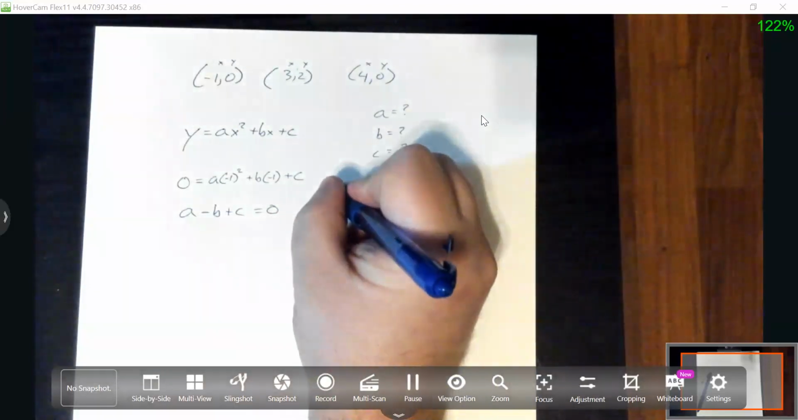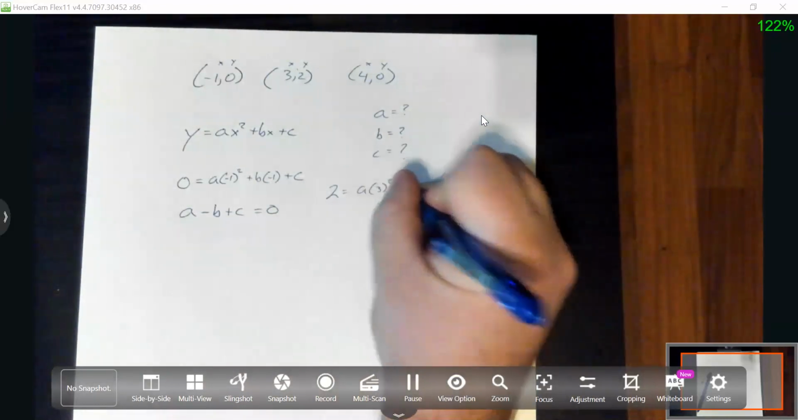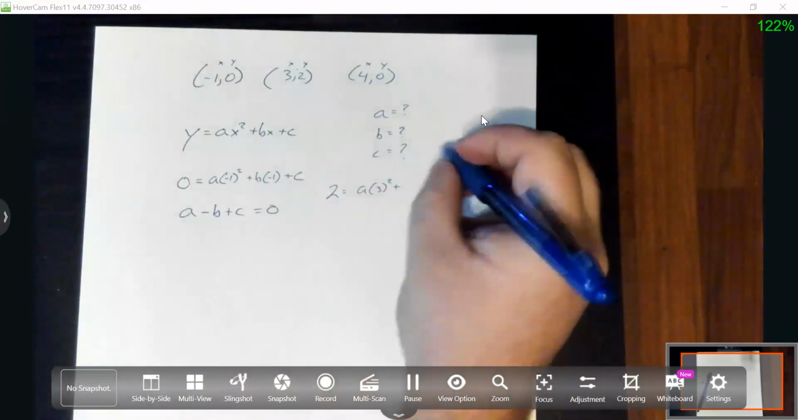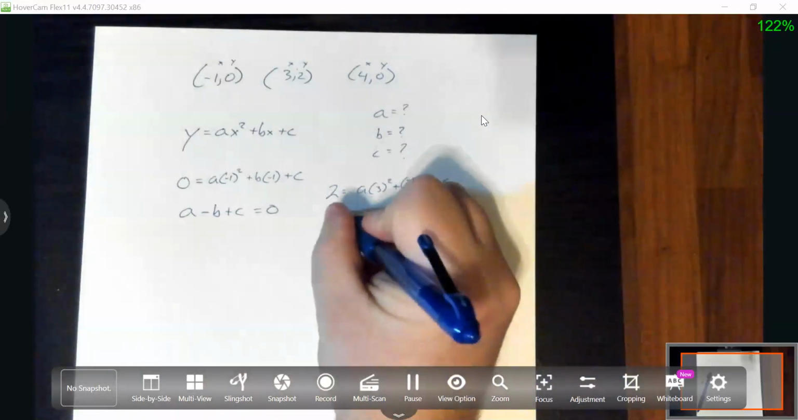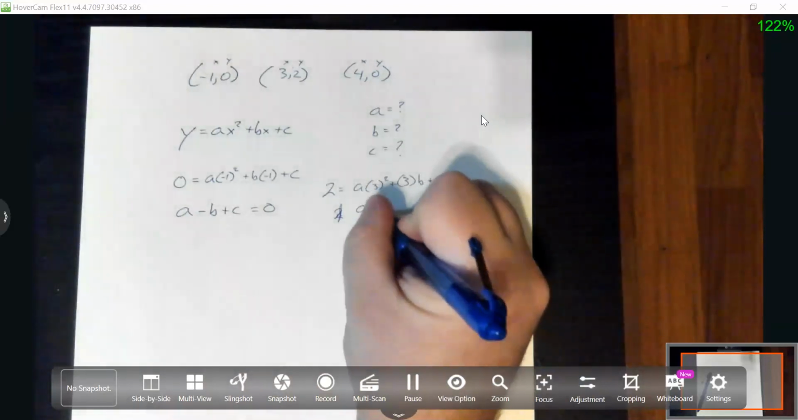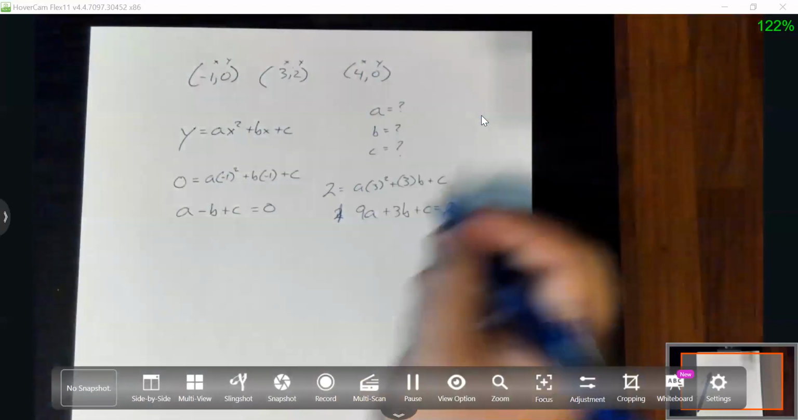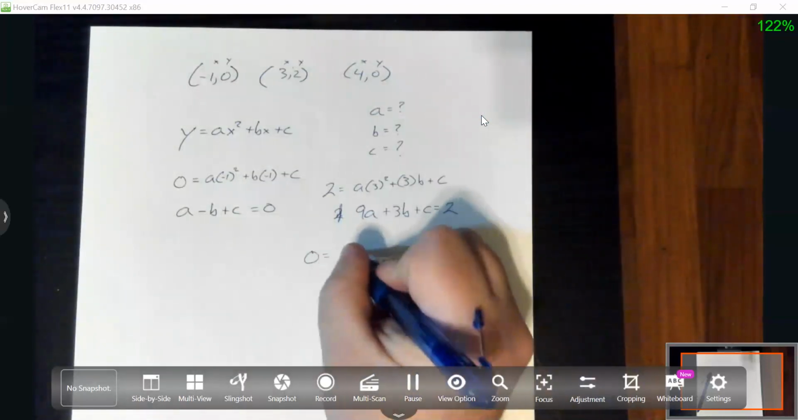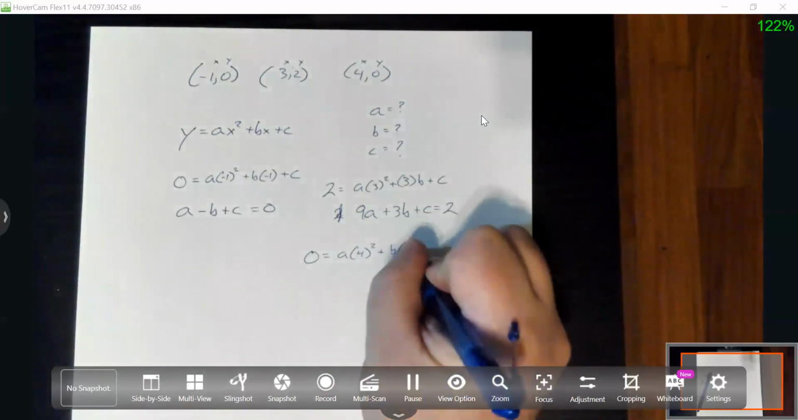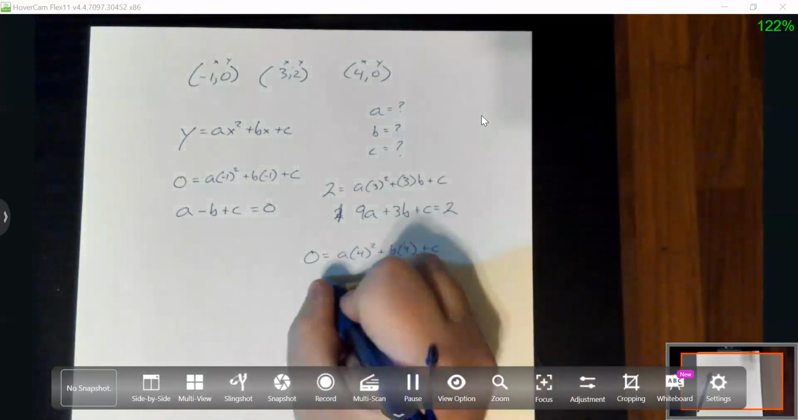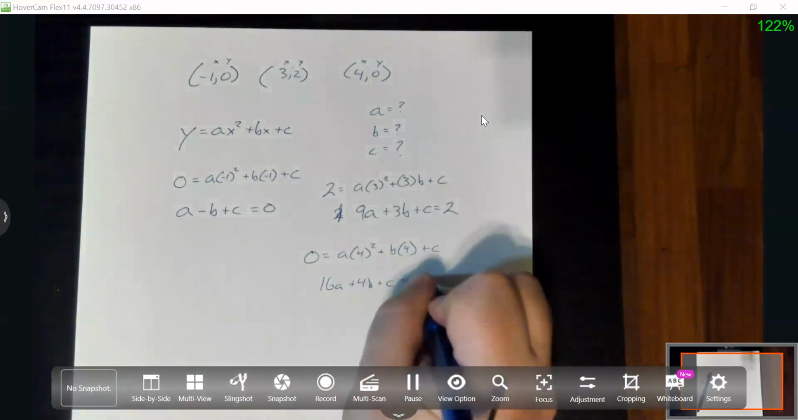Okay, let's plug in this one. So that gives me 2 is equal to a times 3 squared plus 3 times b plus c. All right, so that gives us, if we reverse it, 9a plus 3b plus c equals 2. Finally, let's plug in our third one. So that's 0 is equal to a times 4 squared plus b times 4 plus c. Flip it around, we get 16a plus 4b plus c equals 0.